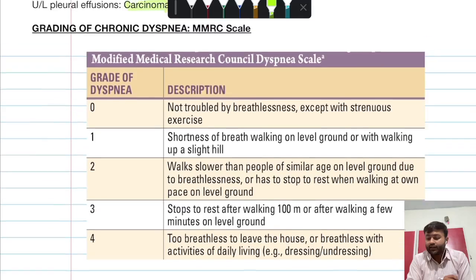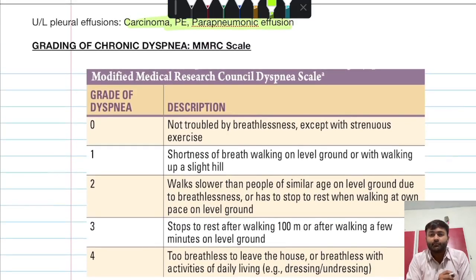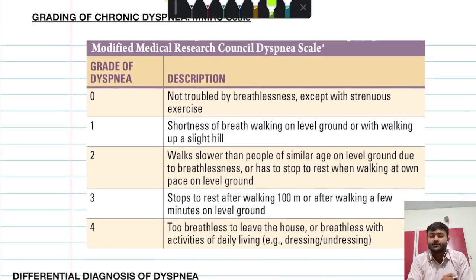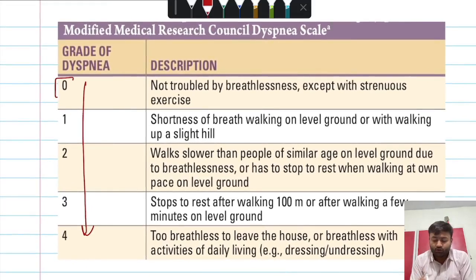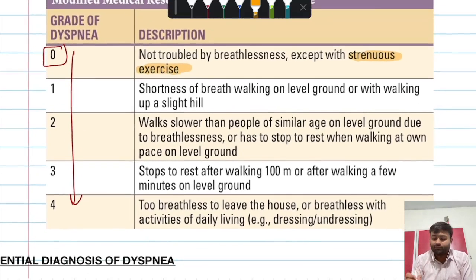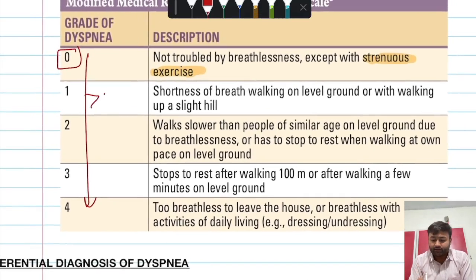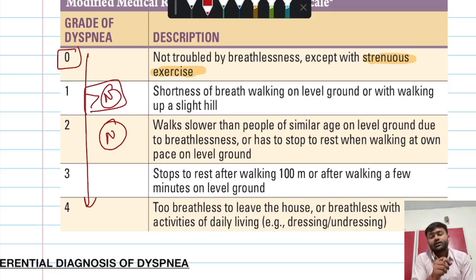Then we have the grading of chronic dyspnea. Grading is done by the MMRC scale, Modified Medical Research Council Dyspnea scale, from 0 to 4. These are the various classes, and the basic theory of this is that if the grade is 0, then only strenuous exercise will produce it. If the grade is 1, then greater than normal activity will likely produce the symptoms. If the normal activity produces symptoms, then you should think of grade 2 dyspnea.